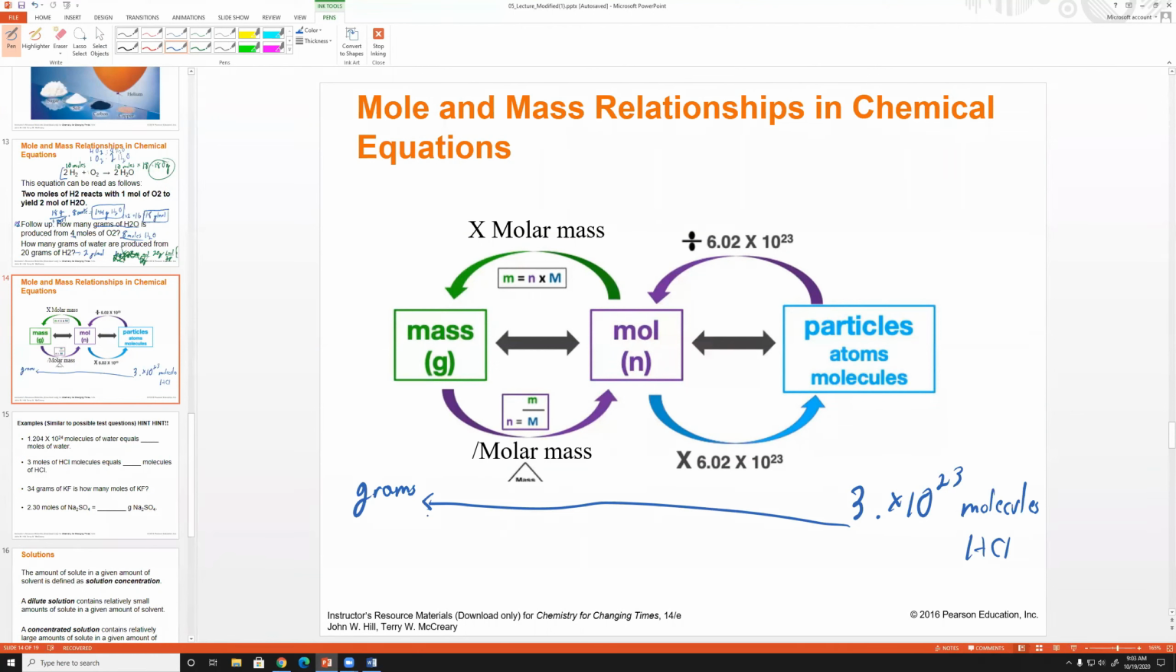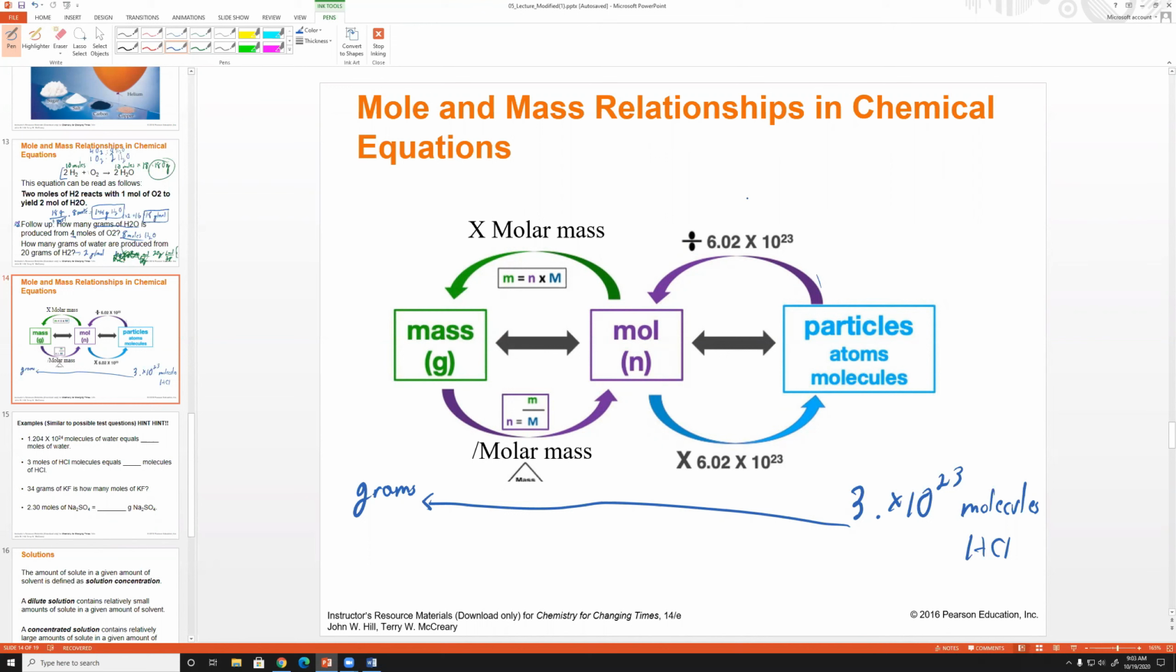We could do that by following this chart. So let's look at the arrows. Particles, atoms, or molecules to moles. The only way we can get from molecules to grams is we have to go through moles. There's no way we can go from particles just to mass. So first, take the number of molecules and figure out how many moles that is. The way to do that is dividing by Avogadro's number, because Avogadro's number is the number of molecules or atoms in 1 mole.